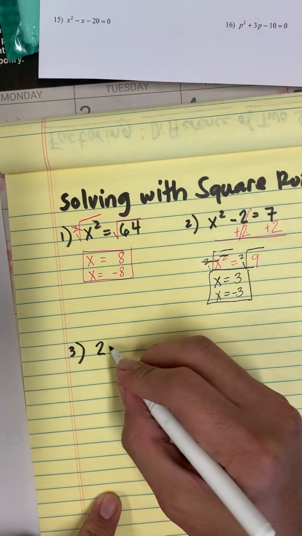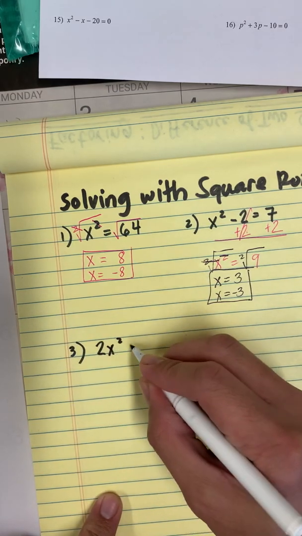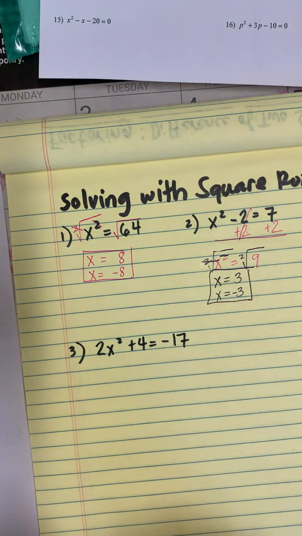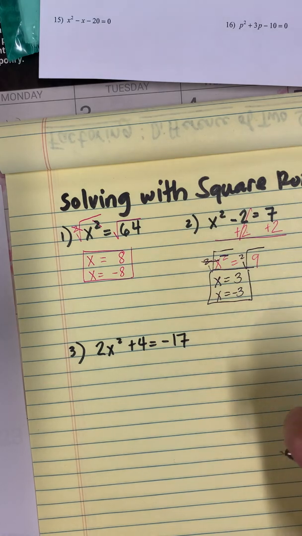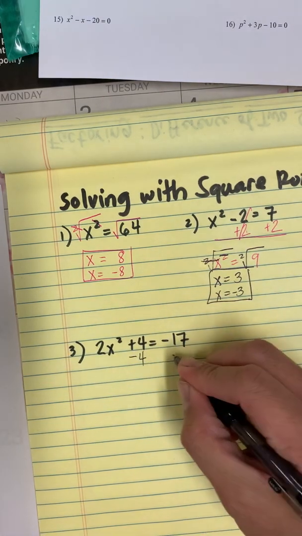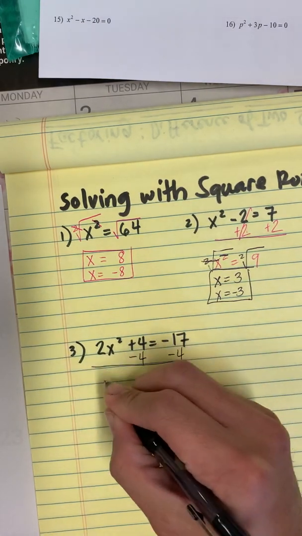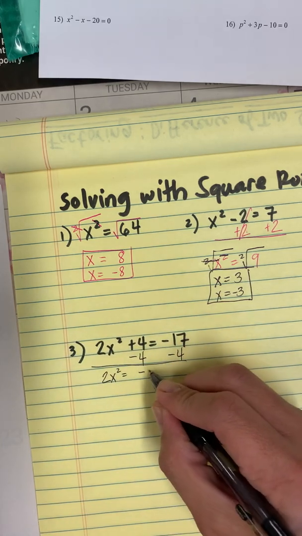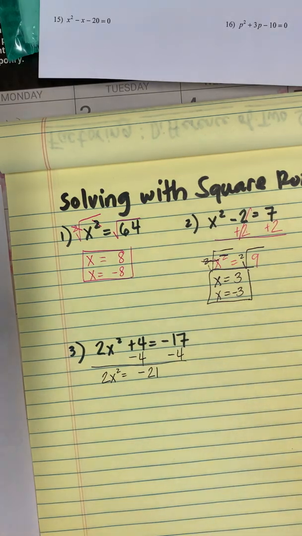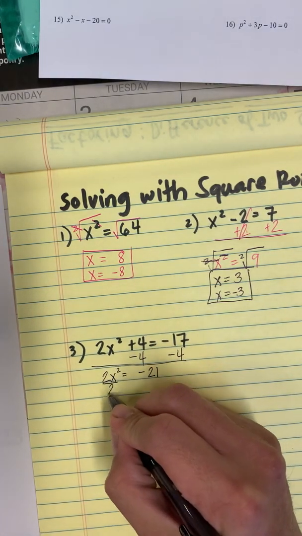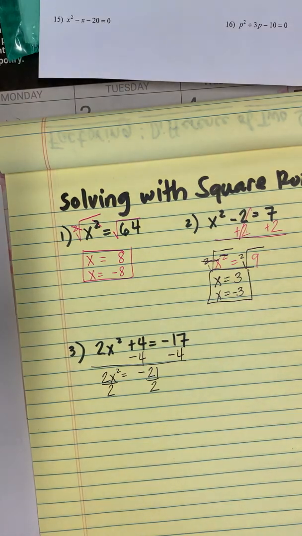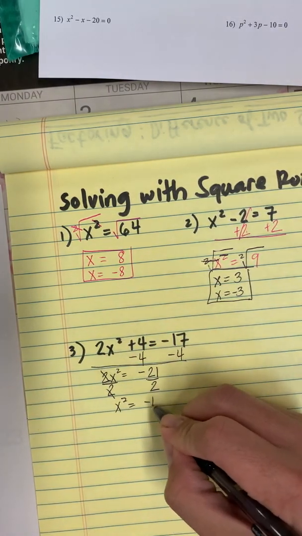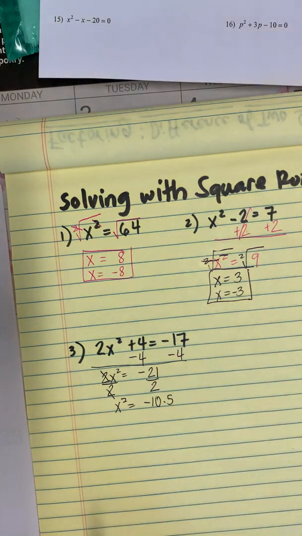2x squared plus 4 equals negative 17. This will be a little tricky. Minus 4 will give you negative 21. If you divide by 2 here, divide by 2 there, this crosses out, x squared is equal to negative 10.5, or negative 21 over 2.